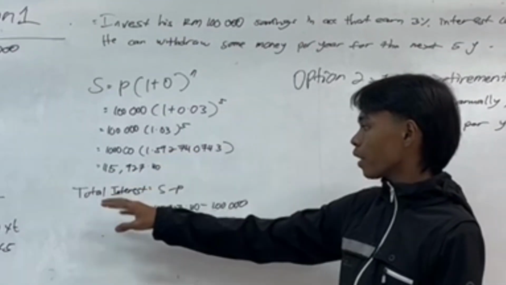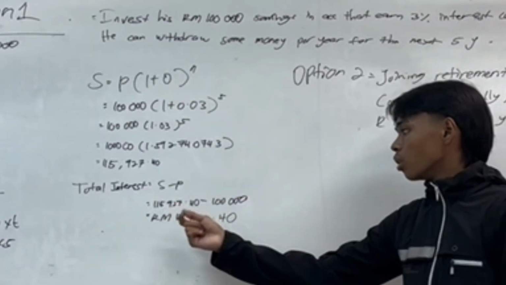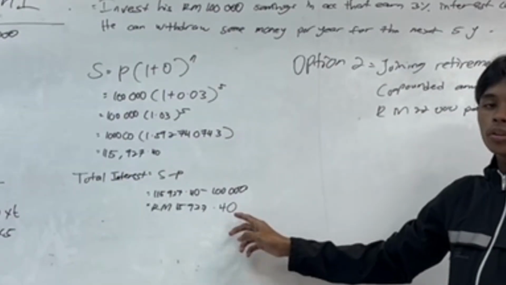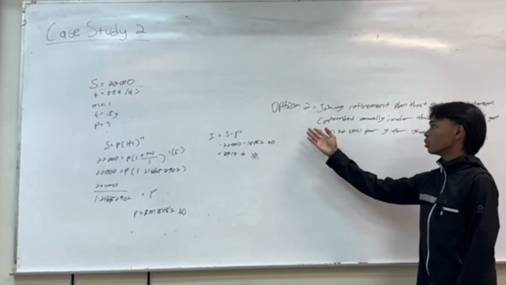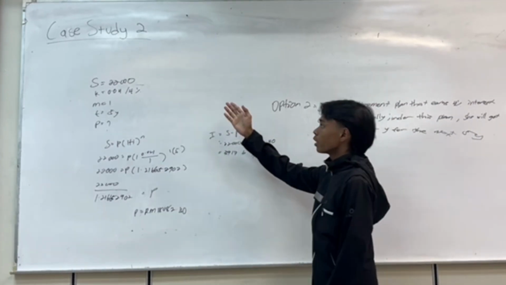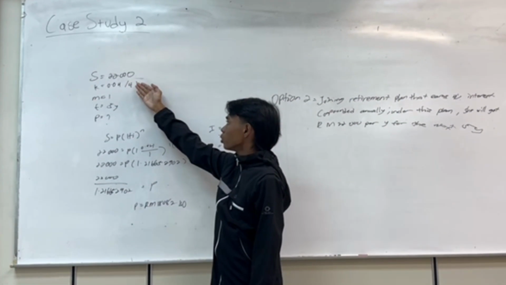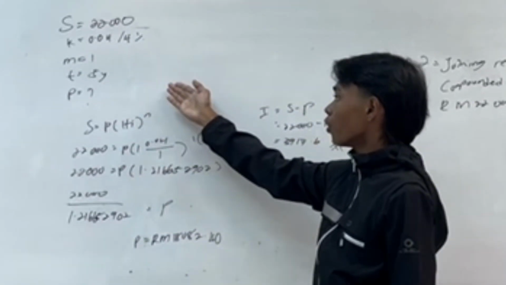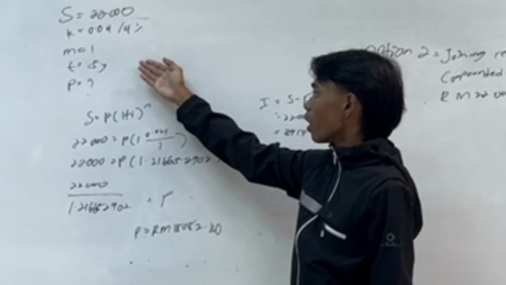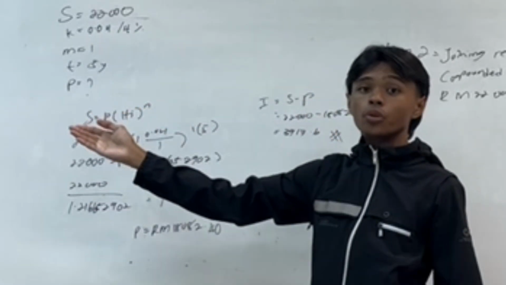After that, we must find the total interest. So, this formula is S minus P, which gives 11.40. Then I will explain option 2. The first one is S equals 22,000, K is 0.04, and M is 1, time is 5 years, and P we don't know.